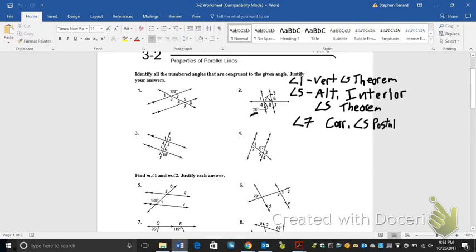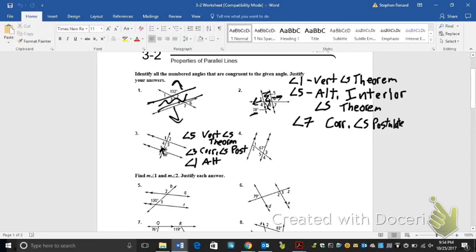The corresponding angles postulate says that when two parallel lines are crossed by a transversal, the corresponding angles are congruent. Okay, so now let's look at number 3. So we're going to start off 5, vertical angles theorem, 3, corresponding angles postulate, and 1, alternate exterior angles theorem.